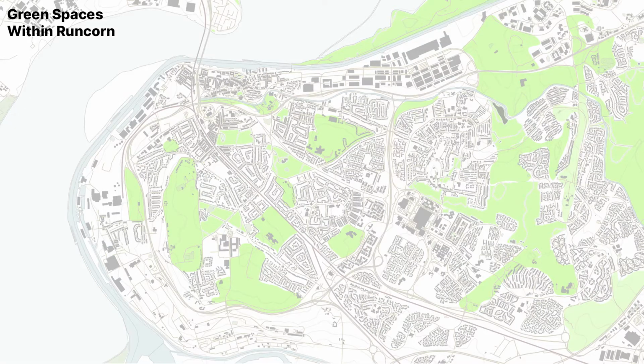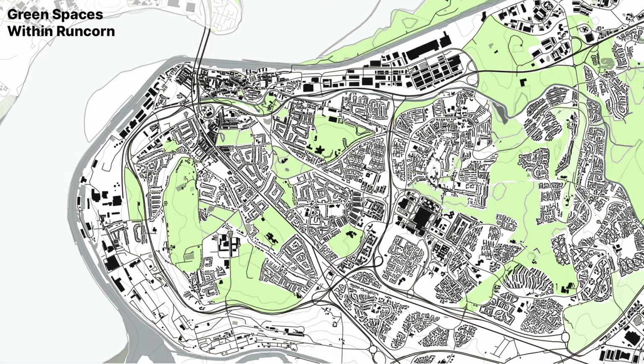This map identifies the green spaces within the local region. As you can see, as the roads begin to develop and display, it highlights how disconnected and fragmented they are throughout Runcorn. Which leads us on to fragmented infrastructure.